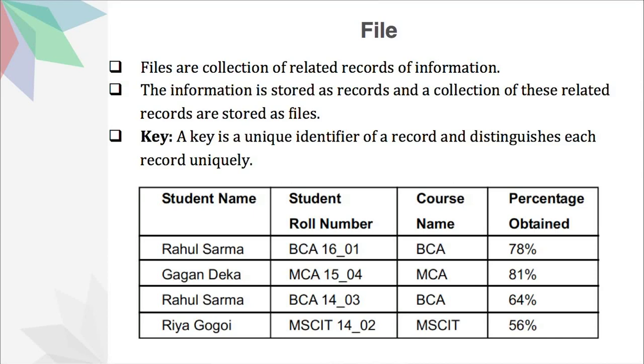I can find out using the student name. But if you look at this example, I have used two similar names. That is, Rahul Sharma is in the first record and again there is another Rahul Sharma in the third record. Now I want to uniquely identify what that one particular Rahul Sharma has got. For that, we use a unique identifier for a record which is known as a key. Here in this file, the student roll number can be the unique key, because the roll number of each of the students is different and it can distinguish each record uniquely. That is the job of a key. So in this example, the student roll number will be the key.